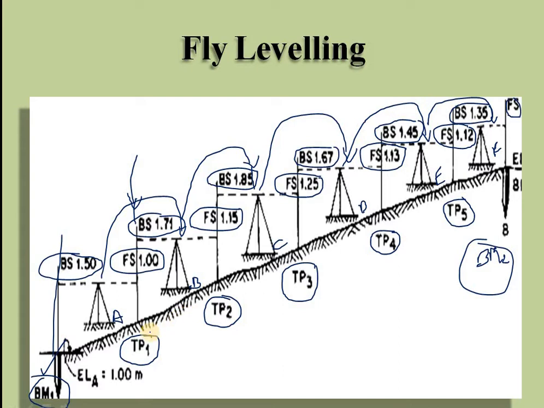So from the station points, benchmark 1 to benchmark 2, that is from the starting to the ending point, this is going upward. In the diagram we can observe the ground level is going from the lower level to the higher level. So this is known as fly leveling, same as differential leveling.